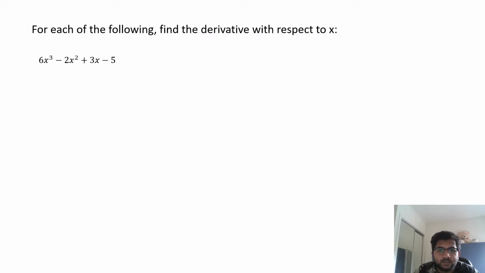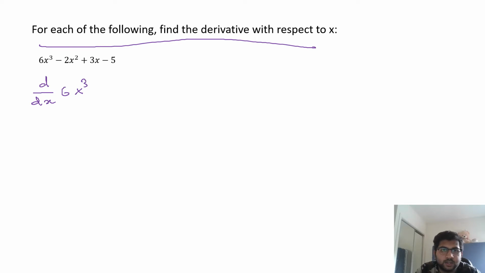All right, so in this one, let me get my pen. Okay, so in here, for each of the following, find the derivative with respect to x. They can give you a description like this, or they can give you d/dx, which is another way to write differentiation. So d/dx of 6x cubed minus 2x squared plus 3x minus 5. So we have to solve this, right?